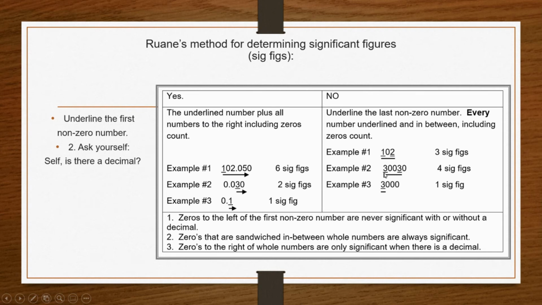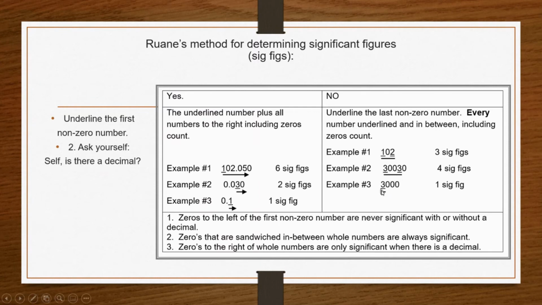Here, I underline my first non-zero number. My last non-zero number is this 3 over here. Even though there's still numbers after it, it's my last non-zero number. Everything counts in between it plus my underlined number. So that's 4 significant digits. Notice here we did not measure all the way to the ones position. Our last estimate was in the tens position.